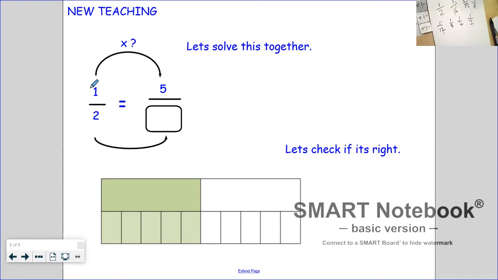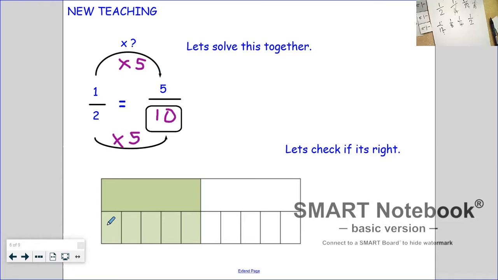So let's figure out 1 and 5. What have we done to number 1 to get to 5? We have times it by 5. So we must do the same to the denominator. 2 times 5 is 10. So 1/2 is the same as 5/10.